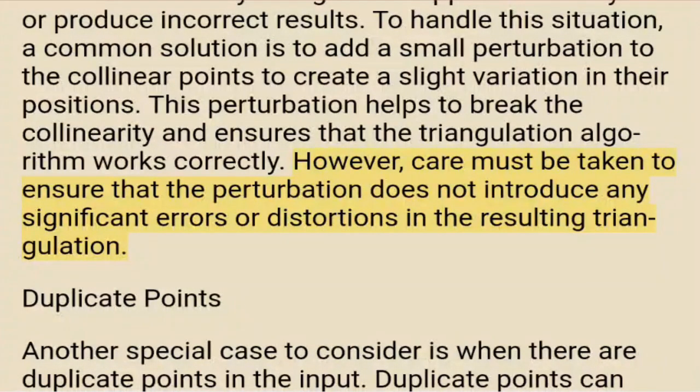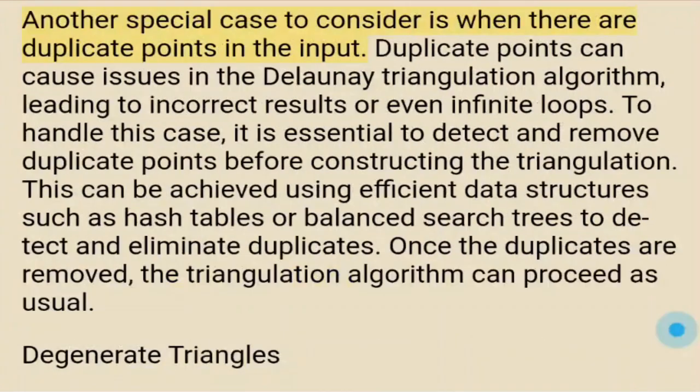However, care must be taken to ensure that the perturbation does not introduce any significant errors or distortions in the resulting triangulation. Duplicate points. Another special case to consider is when there are duplicate points in the input. Duplicate points can cause issues in the Delaunay triangulation algorithm, leading to incorrect results or even infinite loops. To handle this case, it is essential to detect and remove duplicate points before constructing the triangulation. This can be achieved using efficient data structures such as hash tables or balanced search trees to detect and eliminate duplicates. Once the duplicates are removed, the triangulation algorithm can proceed as usual.